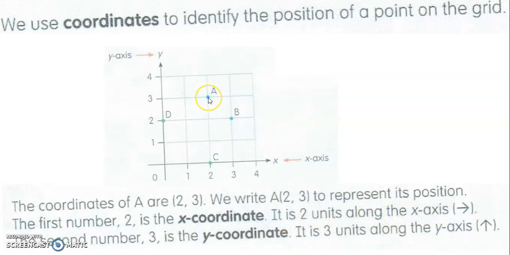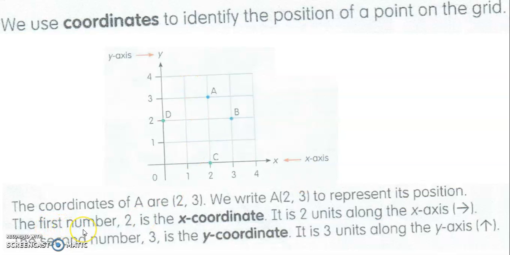This is point A. If we go vertically until we reach the x-axis, we will reach the point 2. So that's why we wrote 2 here. If we go horizontally and reach the y-axis, we will reach the point 3. That's why we wrote 3 here. So the point A is 2, 3 to represent its position.